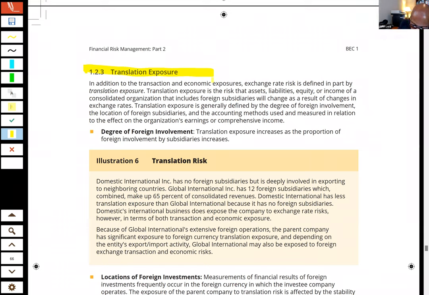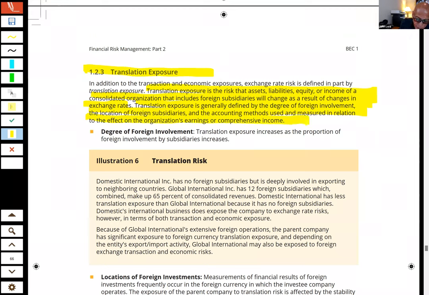Okay, so when you look at this discussion, translation exposure is the risk that assets, liabilities, equity, or income of a consolidated organization that includes foreign subsidiaries will change as a result of changes in exchange rates. The translation exposure is generally defined by the degree of foreign involvement, the location of the foreign subsidiaries, and the accounting methods used, and measured in relation to the effect on the organization's earnings or comprehensive income.